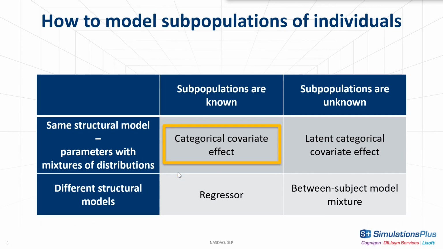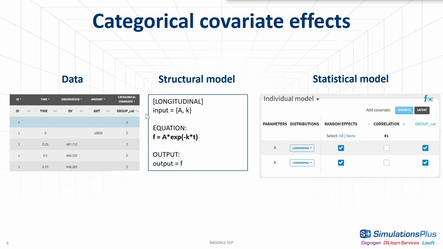If the status of each individual is known, mixtures of distributions are defined with a categorical covariate effect in the statistical model. For this example, group cat is the column tagged as categorical covariate, and a single equation of exponential decrease is used to model all individuals with a baseline parameter A and a slope parameter K. A covariate effect of group cat is added on A and K.